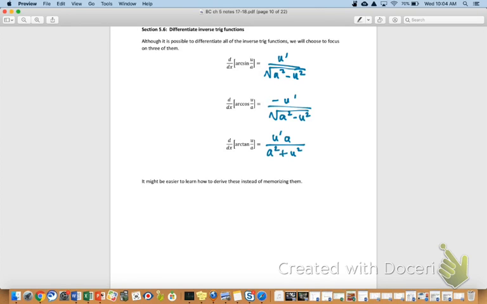Which one do you want to see proved? Tangent? You okay with that? Sure. Okay, so here's how we set it up to prove this. I'm going to set it up as y equals arctan of u over a. I'm just going to say y equals that. And if y equals that, would you guys be okay with our goal being to find dy dx? Yes.